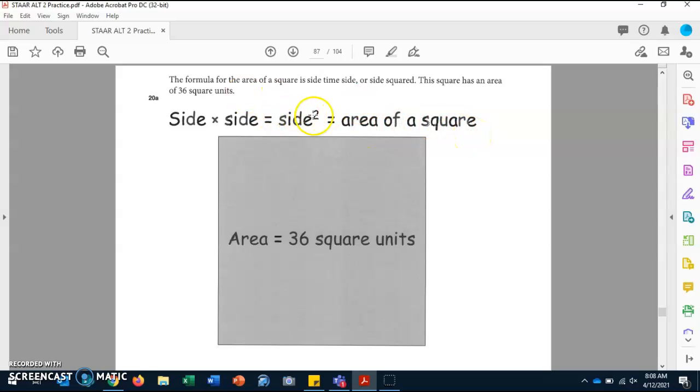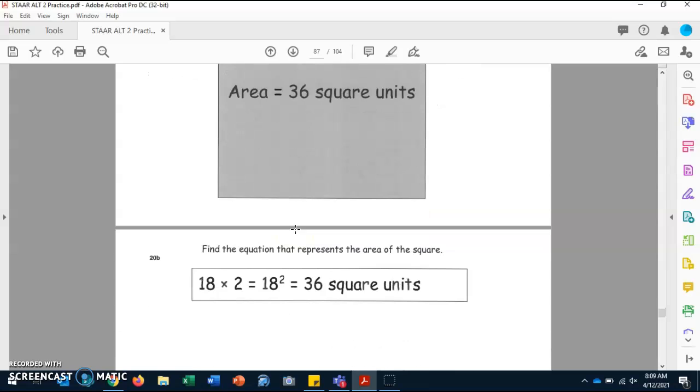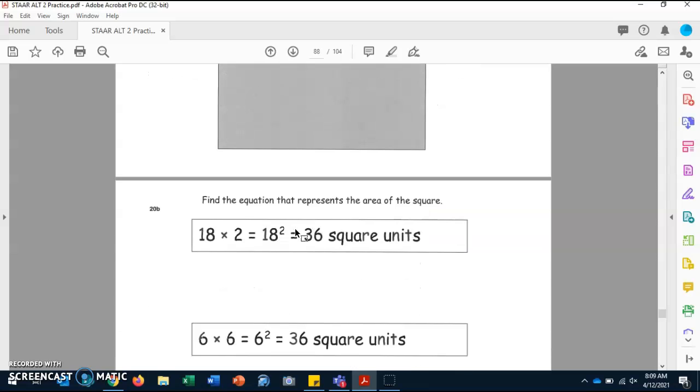So remember how I told you, when you're squaring with an exponent, you're just multiplying the big number by itself as many times as the exponent tells you. So here, side squared means you multiply side times side, depending on the number they give you, which will give you the amount of area. Here they gave you the amount of area. It's 36 units. Now let's find out what they want us to know.